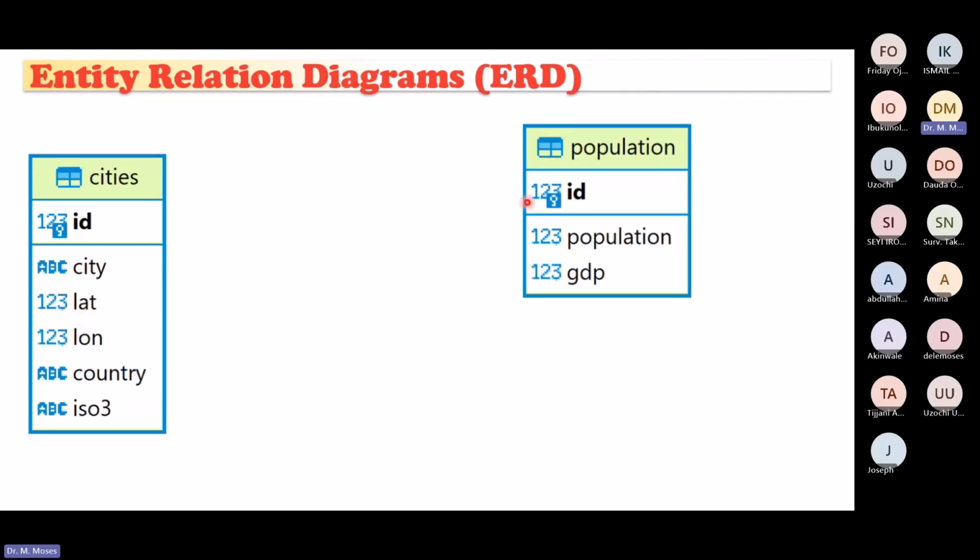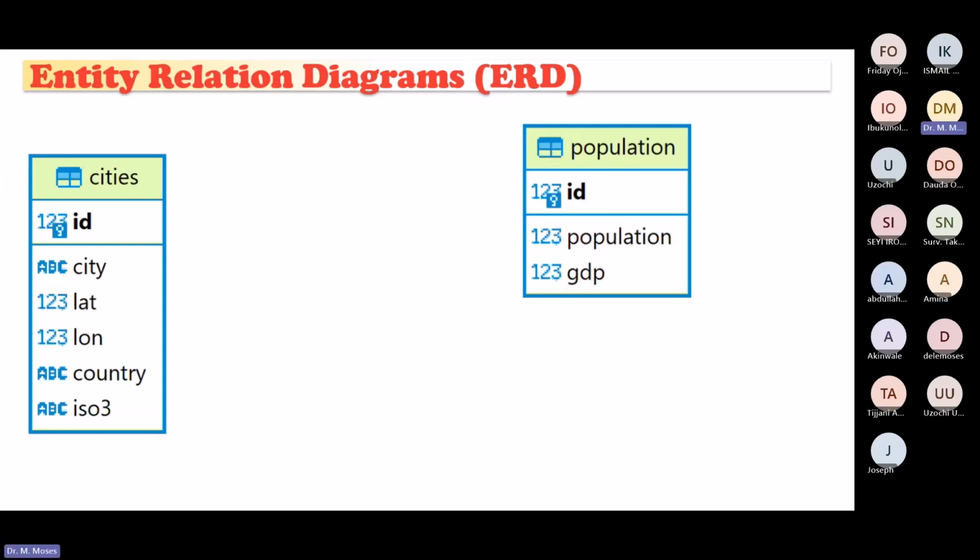So this shows one table called cities. The name of the table is at the top here, and each of these, what we see here, will become columns in our table. What we are saying is there's going to be a table called cities, and it's going to have the following attributes: an ID, the city name itself, the latitude and longitude of the city, the country where that city belongs, and the ISO 3-letter code for the city. Now we have another table called population. The population table is going to have 3 columns: an ID, population, and a GDP.